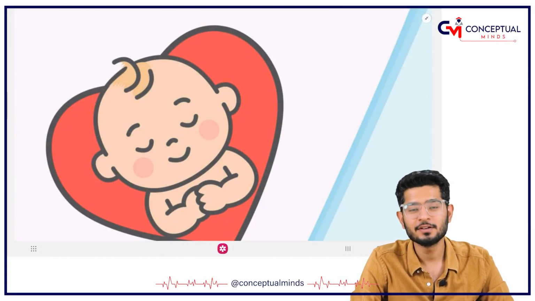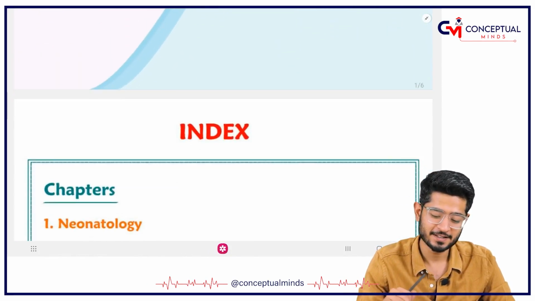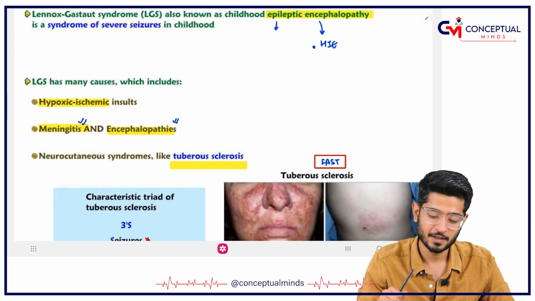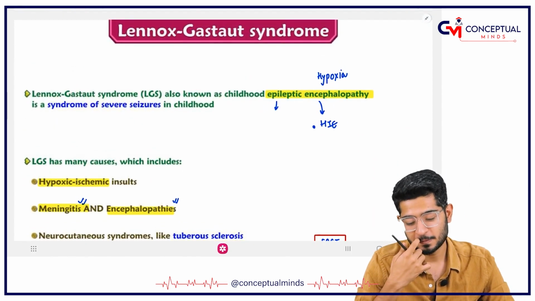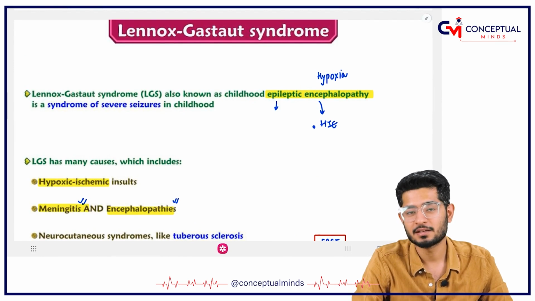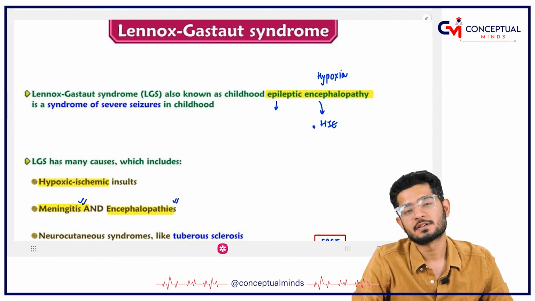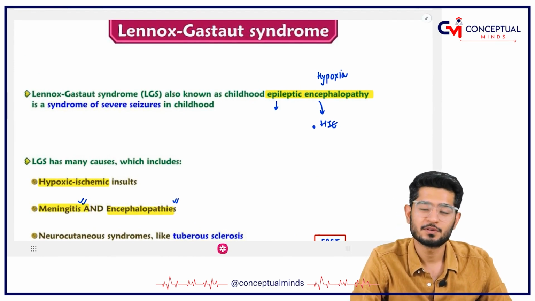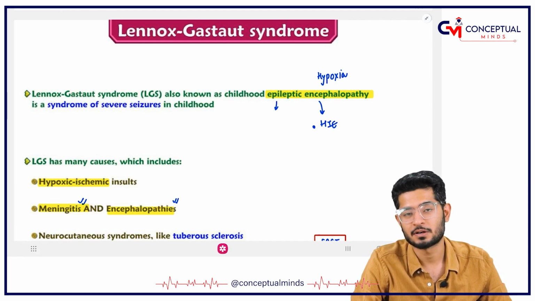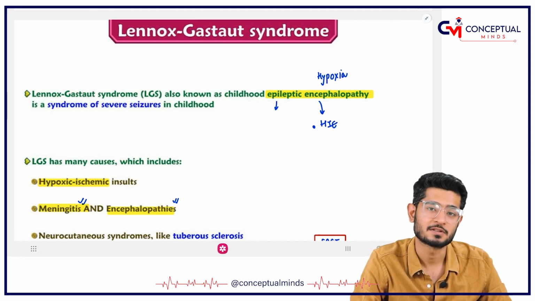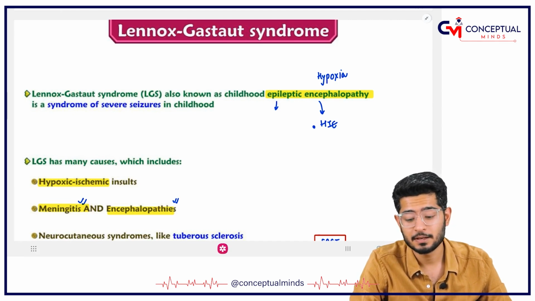Myself Dr. Parv. The topic of our discussion today is LGE syndrome, that is also called Lennox-Gastaut syndrome. Now what is Lennox-Gastaut syndrome? Please understand it is an epileptic encephalopathy. So it's a disease which is going to hamper your brain matter also, that's why it is called encephalopathy, and it is responsible for causing epilepsy as well.